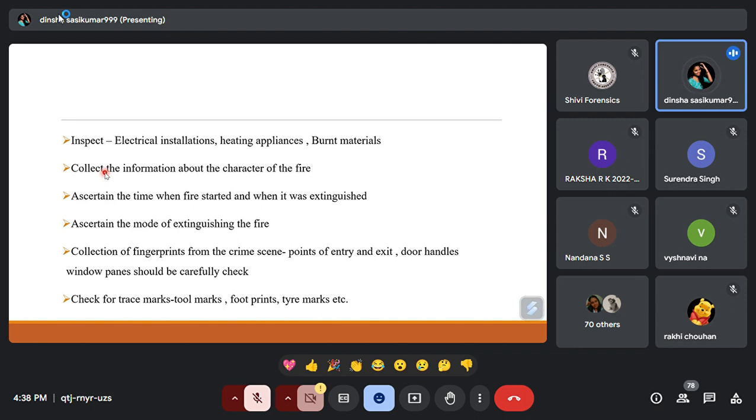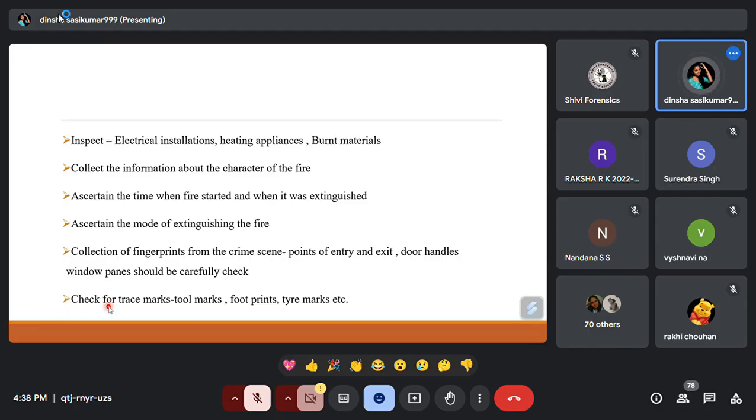Next, ascertain the time when the fire started and when it was extinguished. Then ascertain the mode of extinguishing the fire. Then collection of fingerprints is very important. There's a chance of finding fingerprints at the crime scene, like at the point of entry and the point of exit, where the culprit may have left them. The possible sites where we can see fingerprints are point of entry and exit, door handles, window panes, and so on.